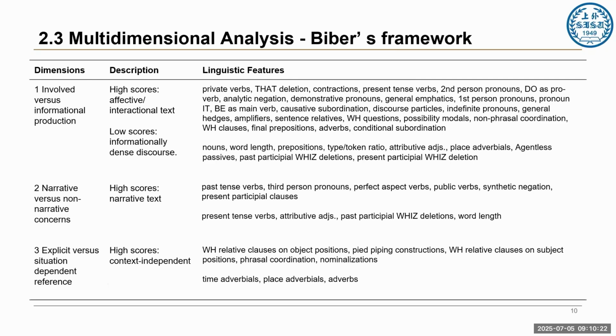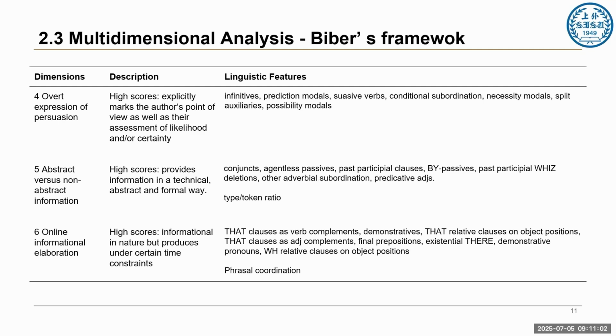Here I listed the six dimensions of Biber's framework. Dimension 1 is involved versus informational production. If the text has a higher score on this dimension, it is more affective or more interactional. If it has a lower score, then it contains more information. The second dimension is narrative versus non-narrative concerns. High scores mean it has more narrative features. The third one is explicit versus situation-dependent reference. The higher the score, the more context-independent it is. The fourth one is overt expression of persuasion. If a text has a higher score on this dimension, then it is more persuasive.